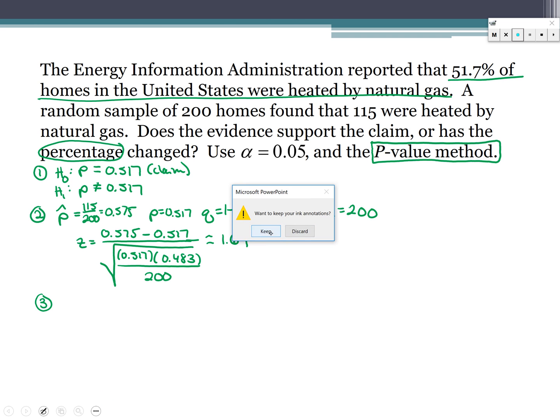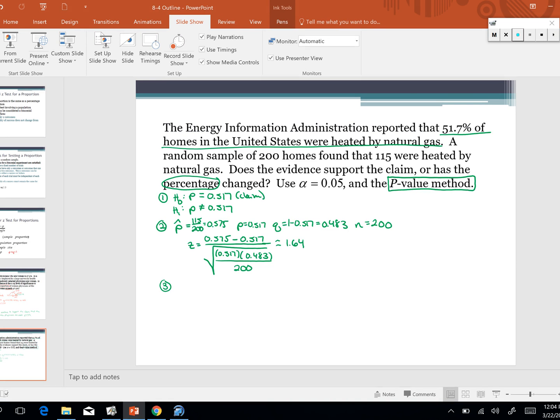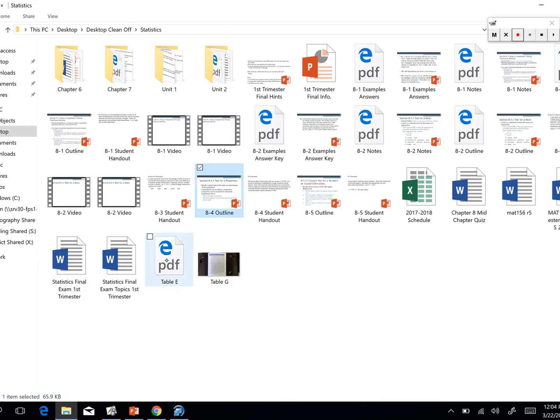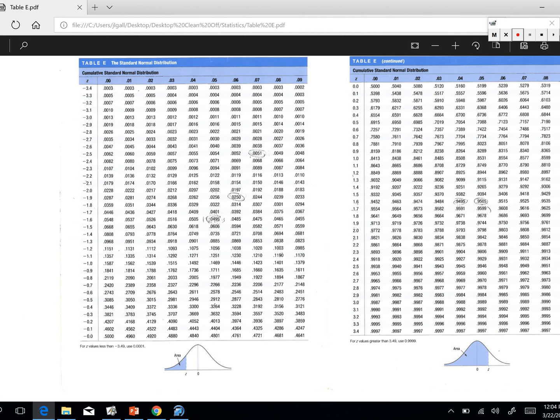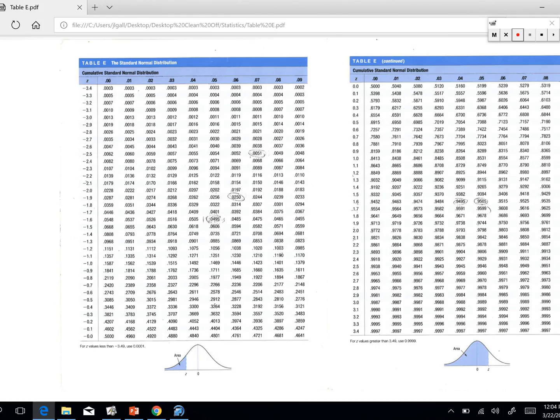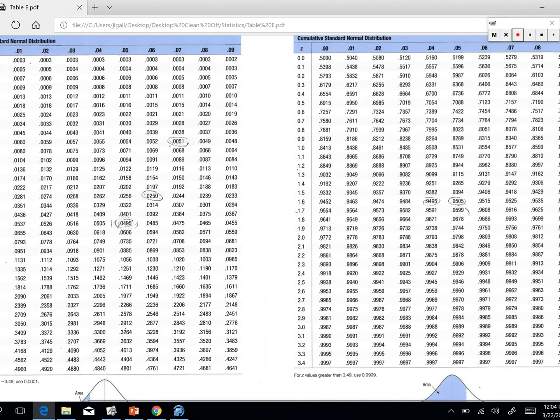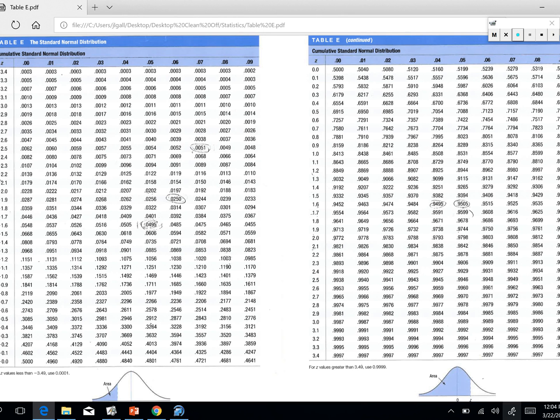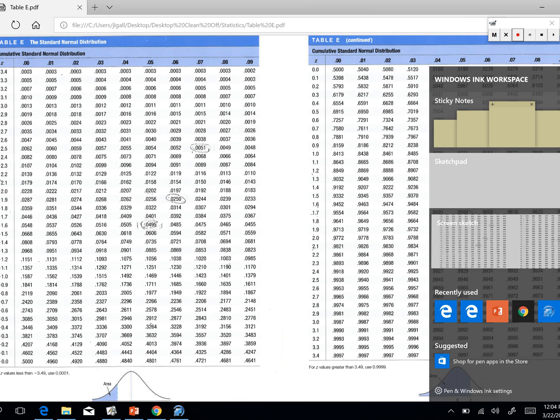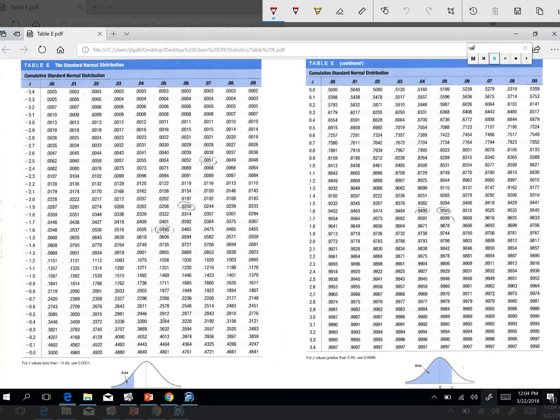Now I do want to show you how to find the p-value. If you're a table person, I know I still have a mix out there, so I want to make sure I show both. Our z-test value was positive 1.64, so we'd be over on the right side of the table. See if it'll let me do a quick sketch here. There we go. So I'm looking for 1.6, 1.64.